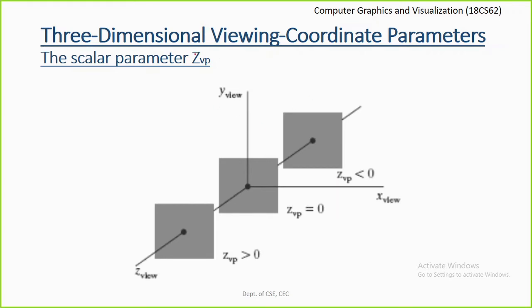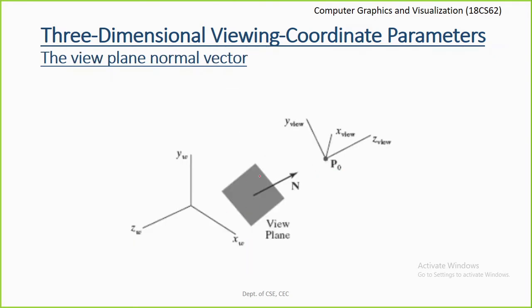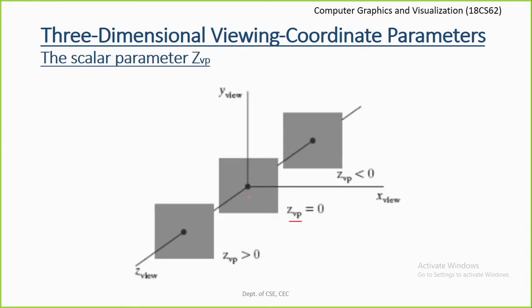So by looking at the parameter ZVP, we can understand the position of the view plane. Remember, this view plane is like a projector screen on an LCD projector, where we are going to project something. So whatever objects that we are going to draw will be projected onto this view plane. It is on this view plane that we are going to project the projections of the 3D objects.